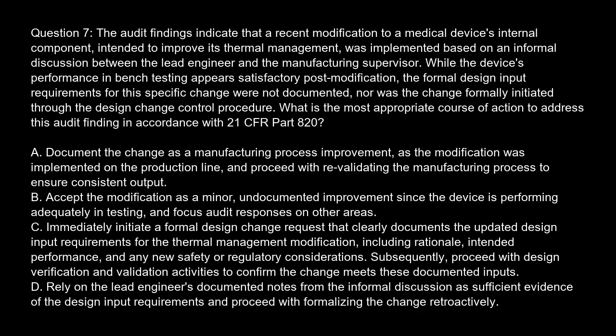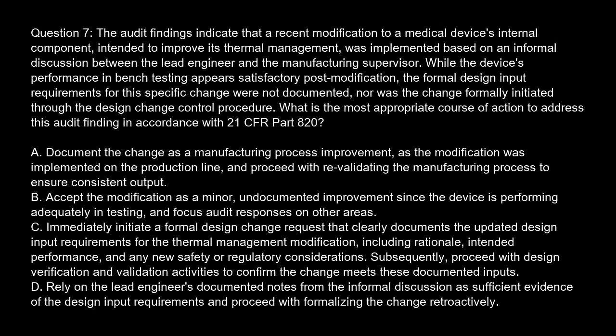Option A. Document the change as a manufacturing process improvement, as the modification was implemented on the production line, and proceed with revalidating the manufacturing process to ensure consistent output. Option B. Accept the modification as a minor, undocumented improvement since the device is performing adequately in testing, and focus audit responses on other areas.